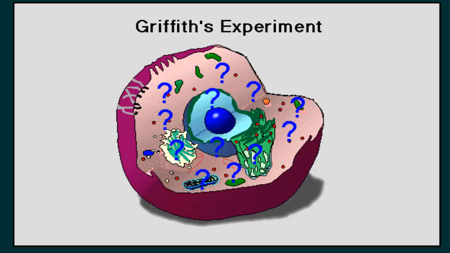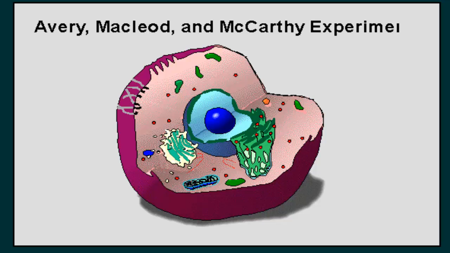Griffith's experiment was a good start at discovering the chemical responsible for directing a cell's activities and development. The next significant experiment was performed by Oswald T. Avery, Macleod, and McCarthy in 1944. This team of scientists set out to discover which component of the cell makes up the hereditary material.